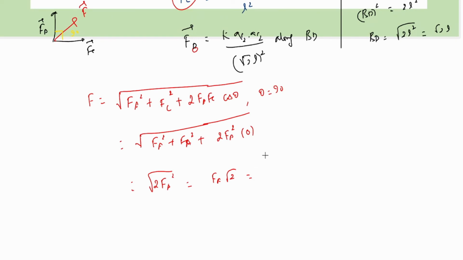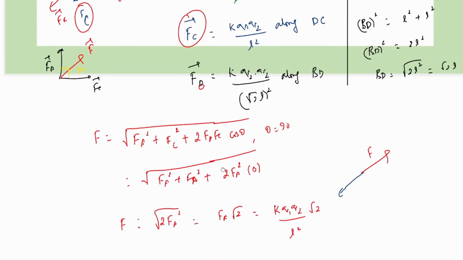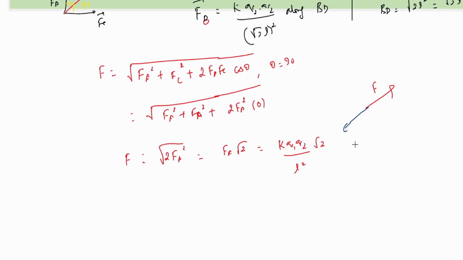But what is FA equal to? That's equal to K Q1 Q2 by L square into root 2. So this is the net force between FA and FC. So this force is like this. This is what is net force. But there's another force which is going out like this, as given here. It is this force here. We call it FB. So it basically means that this F is balanced by FB. So F is equal to FB, only then it will be 0.